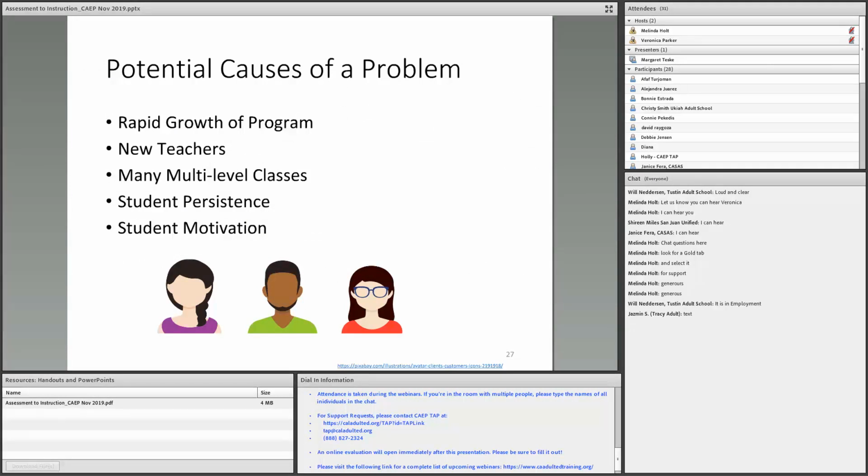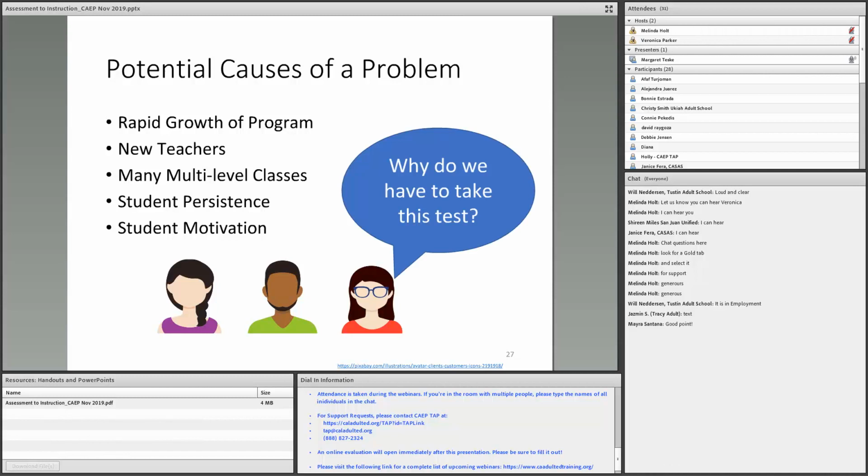What are causes of the problem? Possibly rapid growth of a program, so it's really hard to keep up with everything. A lot of new teachers come on board. Maybe there are many multi-level classes. If it's a small agency, that's usually the case. Sometimes it's student persistence, or sometimes it's a student motivation problem. Why do we have to take this test? I don't want to take this test.